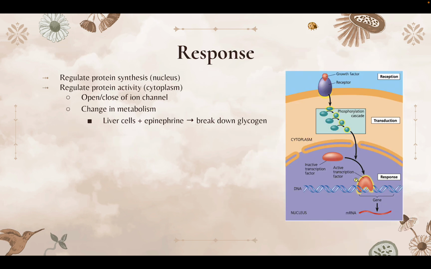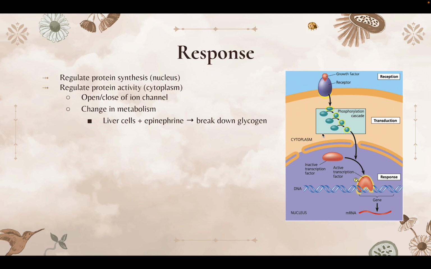All right, so now let's talk about the response that is caused by all of that cellular transduction. One thing we can do is regulate protein synthesis. This is going to happen in the nucleus, right? And we can also regulate protein activity, and that's stuff that happens in the cytoplasm. This can be opening or closing an ion channel, or a change in metabolism. Like with epinephrine, the goal of epinephrine in a liver cell is to tell your liver to break down glycogen, and that's going to release a lot of glucose into your blood, which you really need if you've got that fight or flight response. You're going to need a lot of glucose to support all that activity, right?